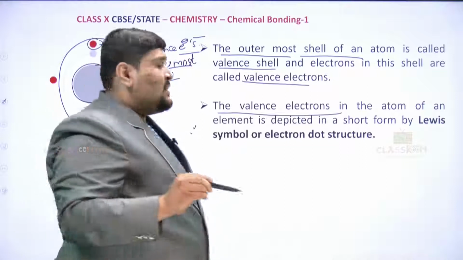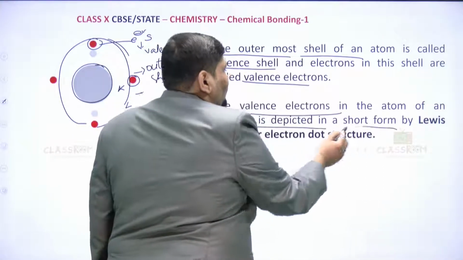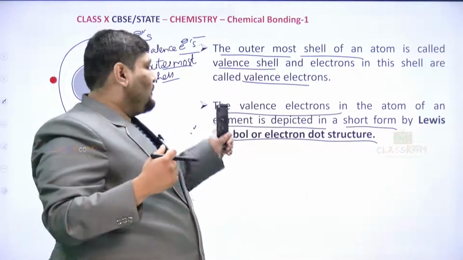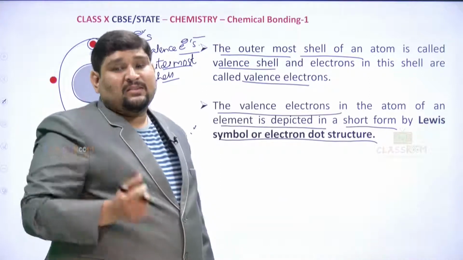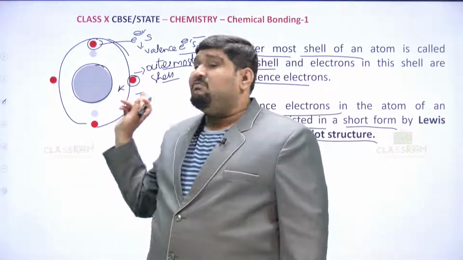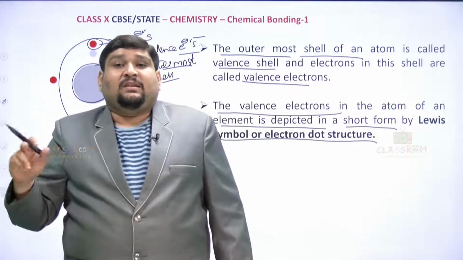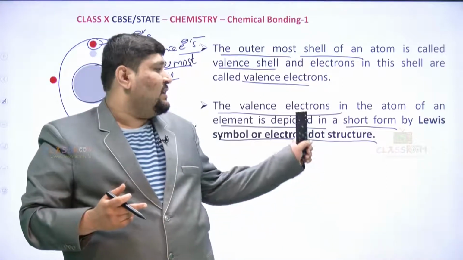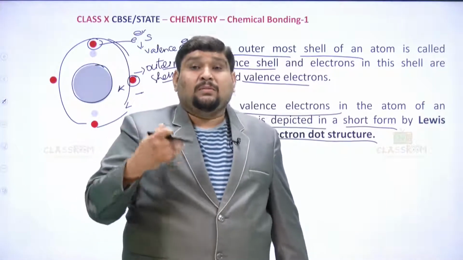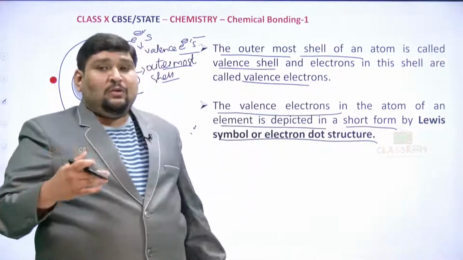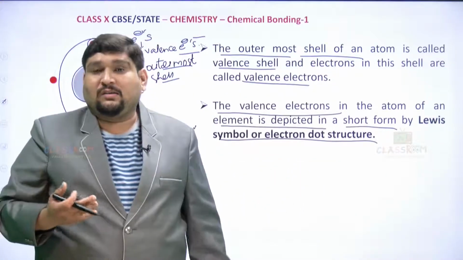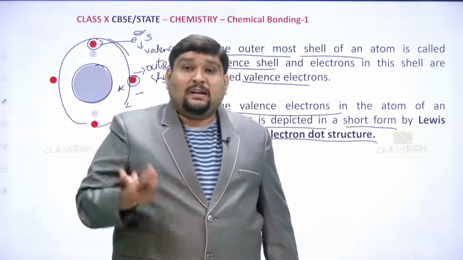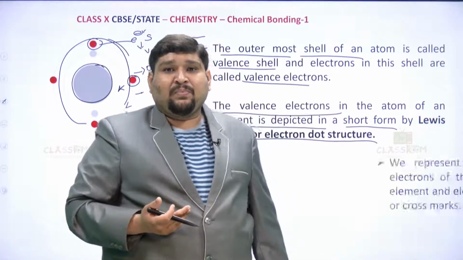Then, the valence electrons found in any atom of an element are depicted in a short form, which we call Lewis symbols or electron dot structures. The number of available valence electrons present in the outermost shell, the valence shell, are depicted in short form using Lewis symbols, or electron dot structures. So how are you going to represent these valence electrons? That we need to find here.